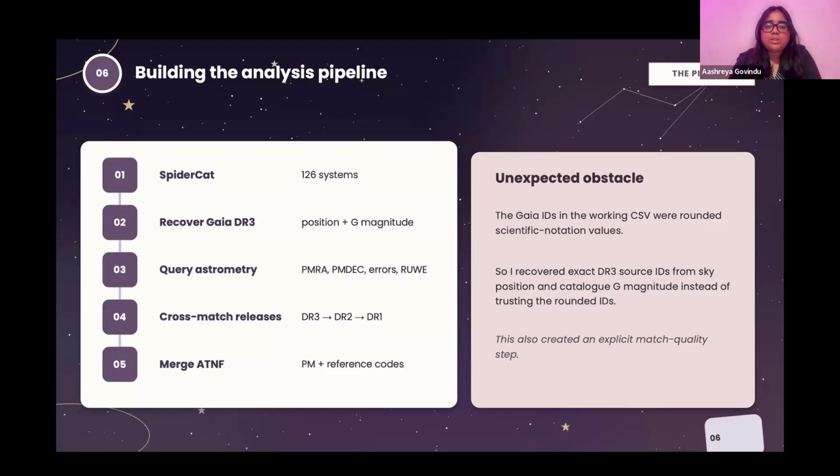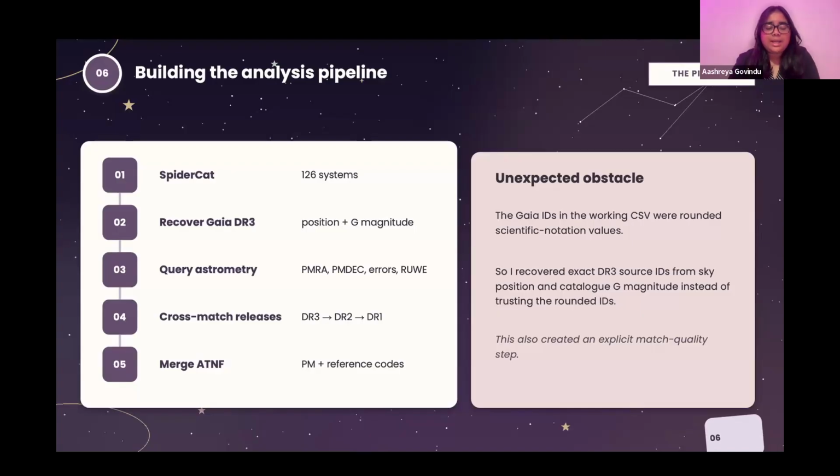And then I was going to just simply compare it to Gaia and then move on from there, which sounds great in theory, but unfortunately, the Gaia IDs in the working CSV file that I had were rounded into scientific notation, which then messed with the actual number itself. So when I was trying to compare them, it kept coming up with no matches found, no matches found, which I knew shouldn't have been the case.